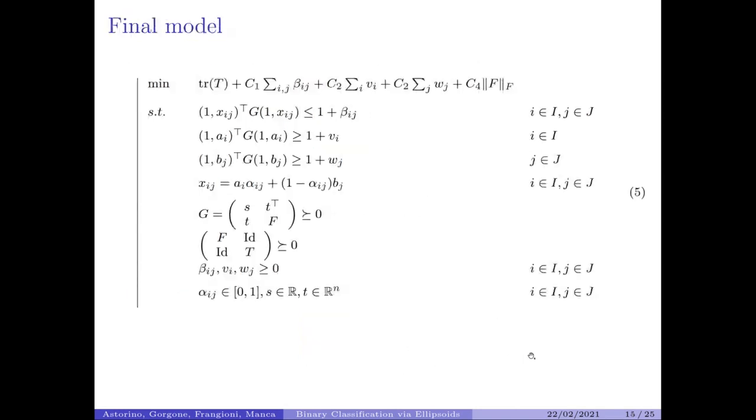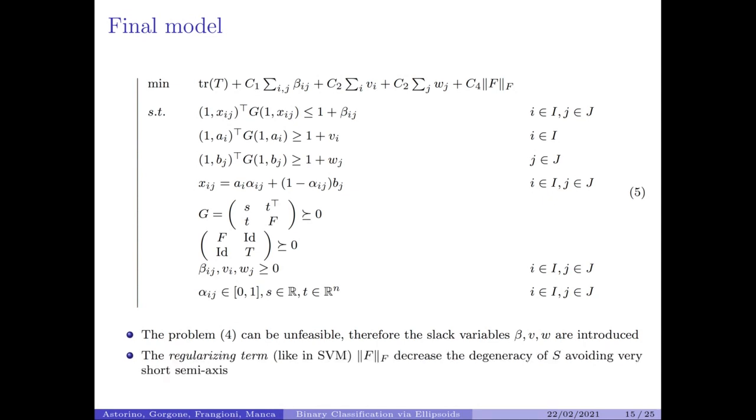So if we put everything together, we obtain the final model that we want to solve, where we just add the slack variables beta, v, and w in order to always be able to obtain a solution, even if the two sets are not perfectly separable. And then we add the Frobenius norm of G in the objective function, which, similar to the other approach, is preventing the ellipsoid from being degenerate. So this is the final model.